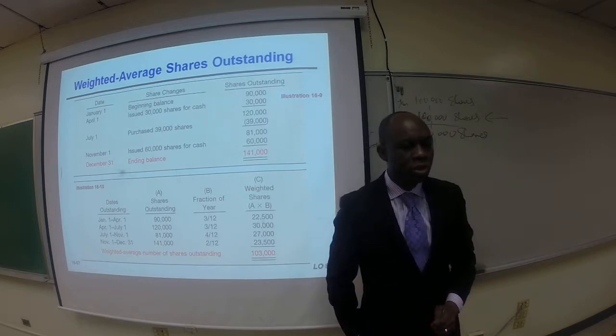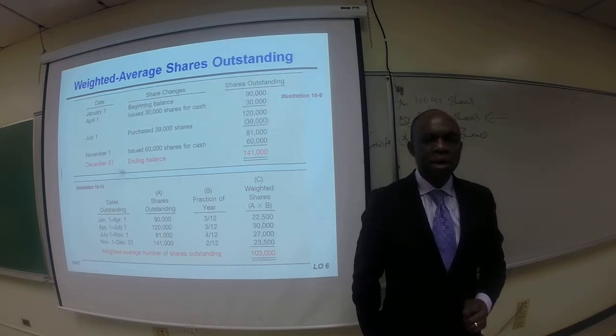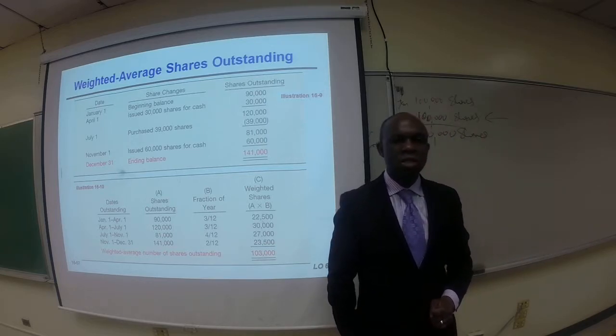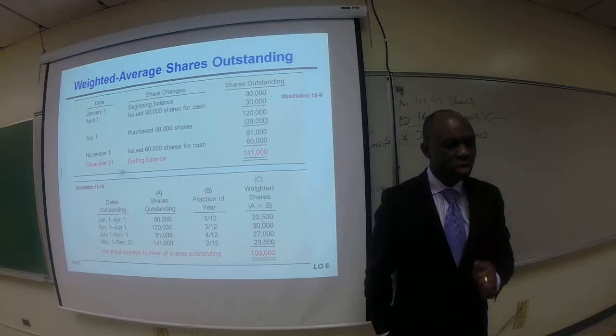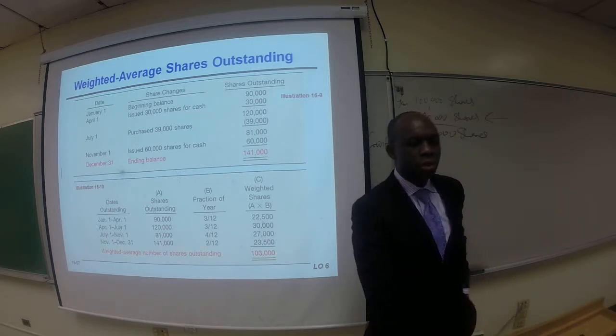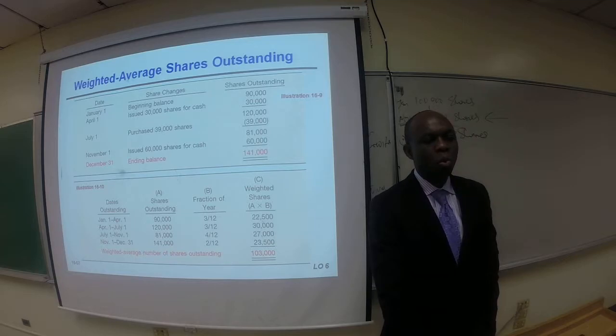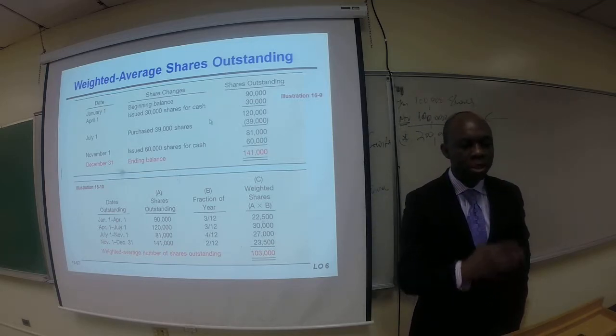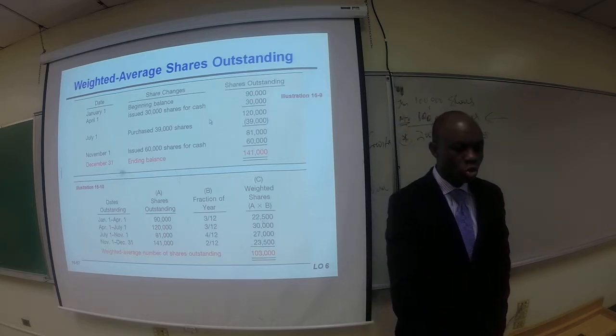Welcome to my class. This is part 5 presentation of chapter 16, Dilutive Securities and Earnings per Share. This is where we left off. We're talking about how to calculate weighted average shares outstanding, and we also talk about the justification for doing so.